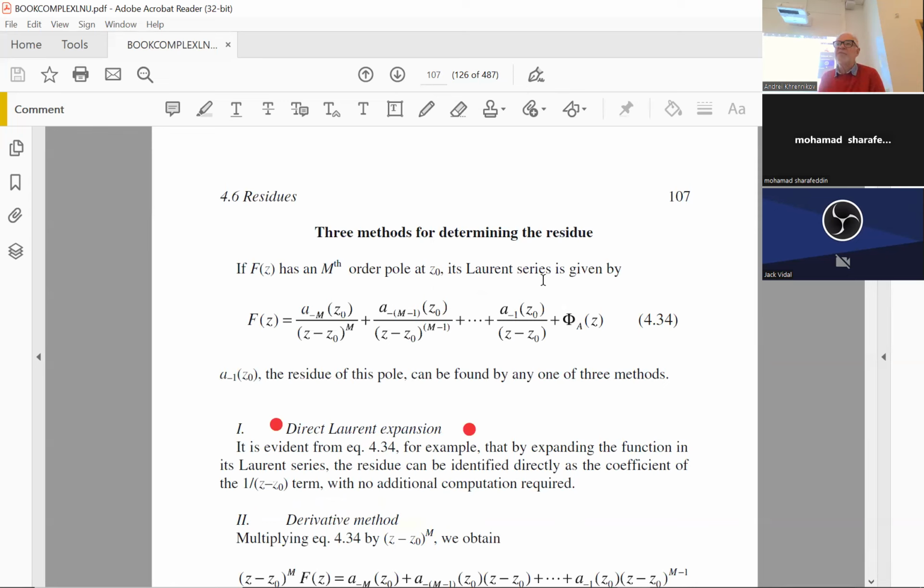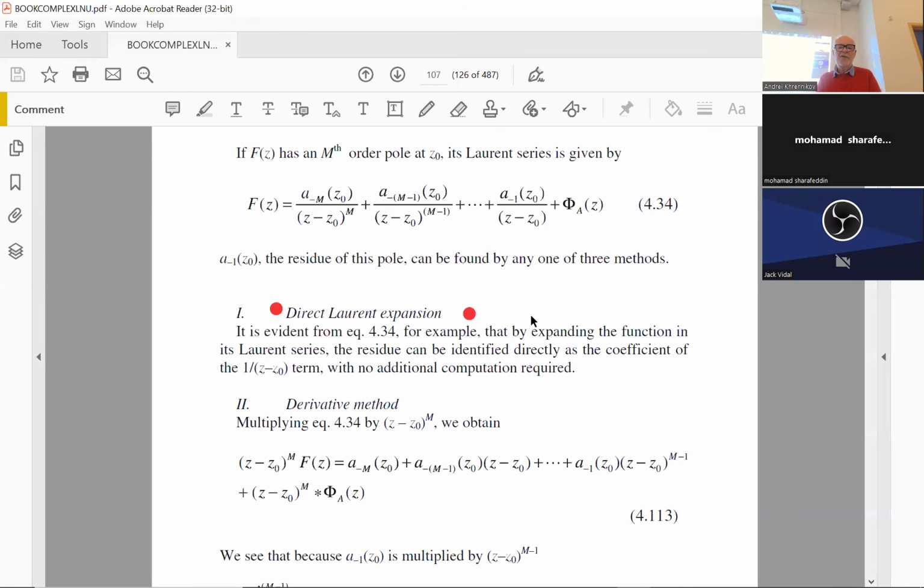Now we want to study the methods, and this would be more or less what you will get on your pre-exam and exam: how to calculate integrals. And for calculation of integrals, you should be able to calculate residues, or this coefficient a_{-1} at z0. There are 3 different methods for how to calculate this coefficient.